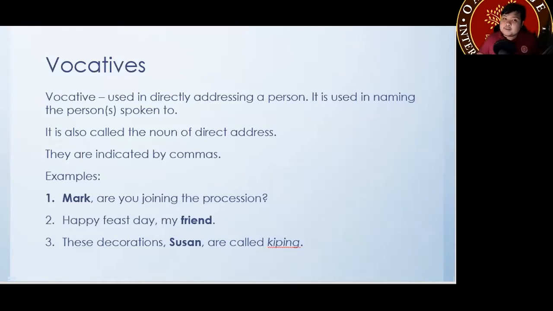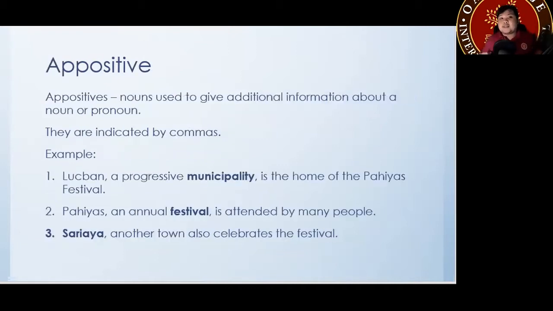Now, for you to be able to identify vocatives, look at the commas. If it's at the very beginning of the sentence, you have only one comma. If it's at the very end of the sentence, you also have only one comma. But if it's somewhere in the middle of the sentence, then you have two commas. That's for you to identify vocatives. Next, we have appositives. Appositives are nouns that are used to give additional information.